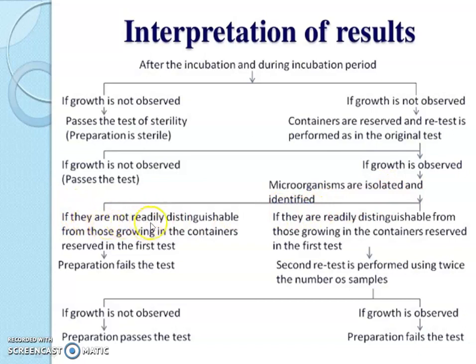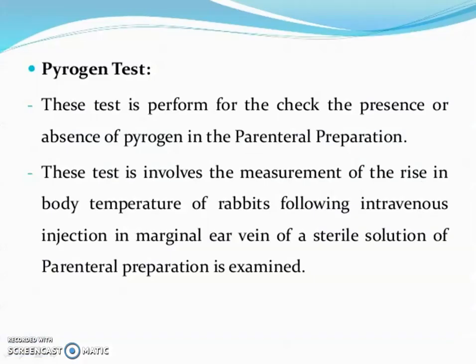If they are not readily distinguishable from those growing in the containers reserved in the first test, the preparation fails the test. If they are readily distinguishable from those growing in the containers reserved in the first test, a second retest is performed using twice the number of samples. If growth is not observed, then the preparation passes the test. If growth is observed, then the preparation fails the test.